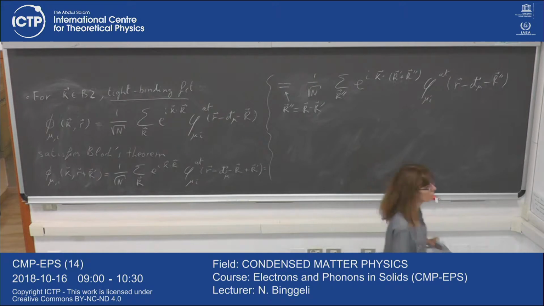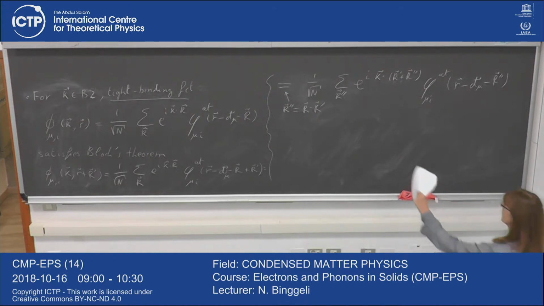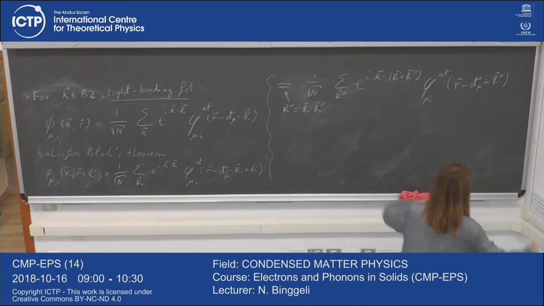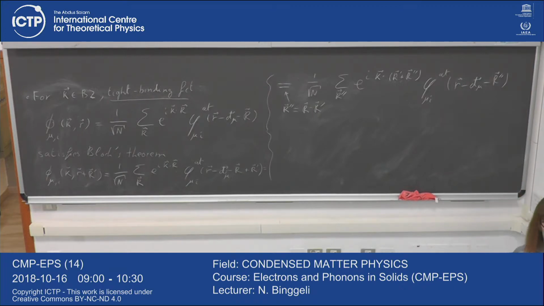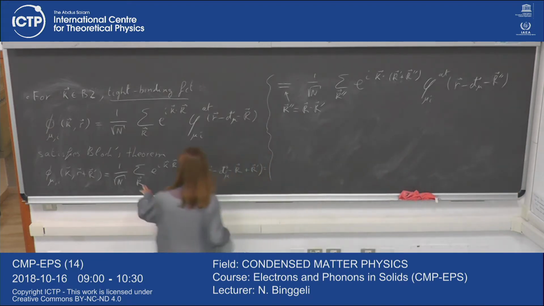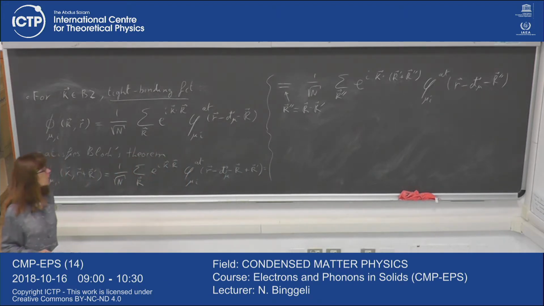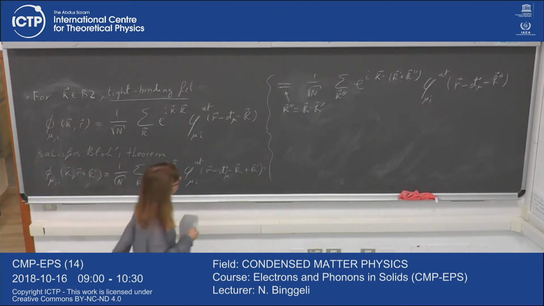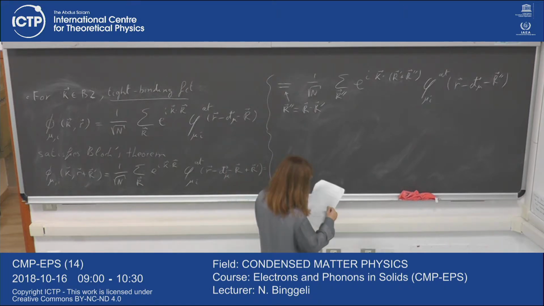And as usual, we assume that over n units of my crystal, I have the periodic boundary conditions, so this sum is over the same number of vectors here, and it's the infinite sum over the reciprocal lattice vectors.